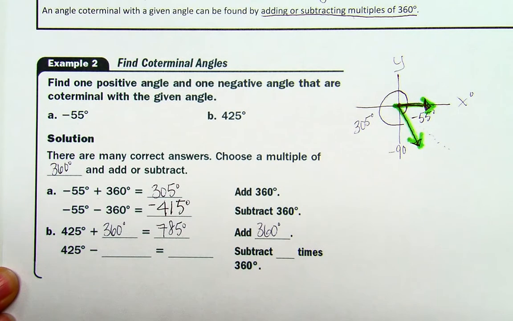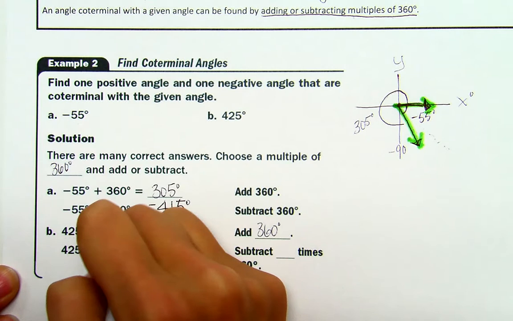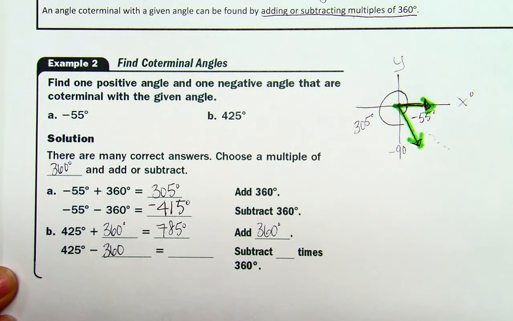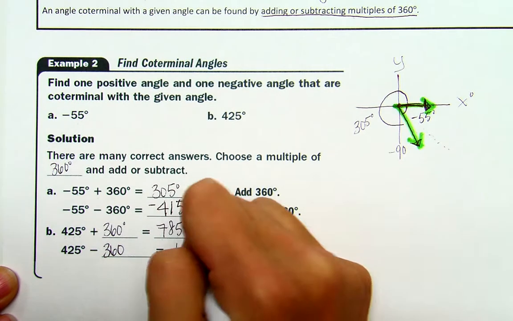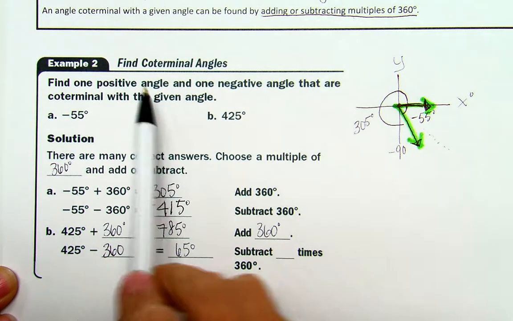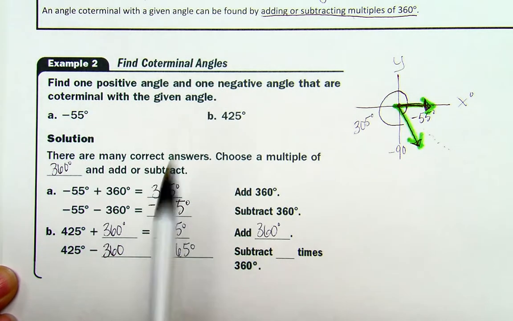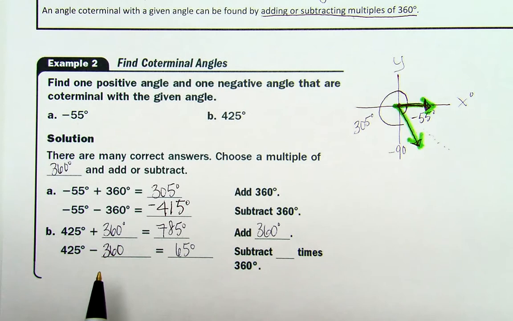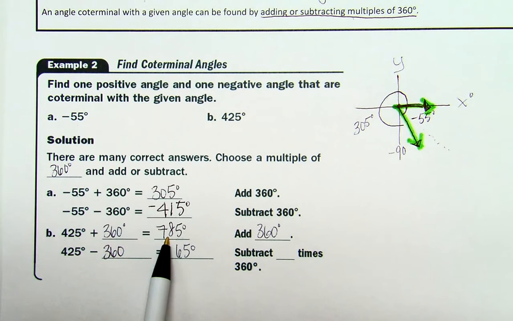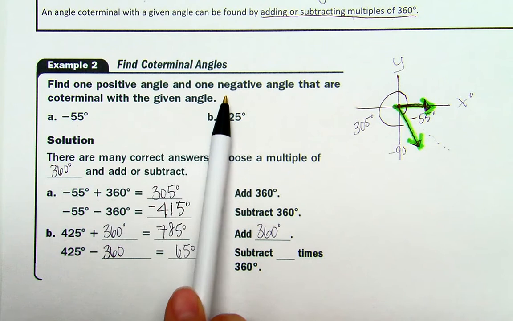I can also subtract 360, or I could subtract multiples of 360. So let's do 360 first. If I take 425 minus one full circle, 360, I get 65 degrees. But the directions wanted us to have one positive and one negative angle. If I subtract one multiple of 360, I'm still at a positive angle, and I already have a positive coterminal angle. So this is okay, but we actually have to do it again because we want a negative coterminal angle.